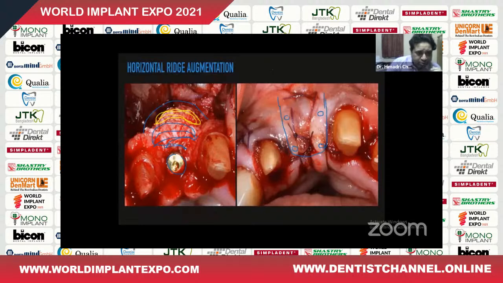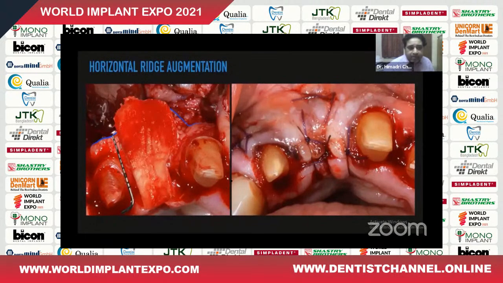Now what happens? I've told you that xenograft is a material which doesn't resolve easily. It remains for years. It's a very slow resolving material. So if you place 100% xenograft in the outer layer, it will maintain the volume. Inside you will have formation of bone, because you have given autogenous and autogenous with xenograft. So there'll be high turnover here, but outside, because of the slow turnover of the xenograft, this volume will be maintained. So this technique is fantastic.